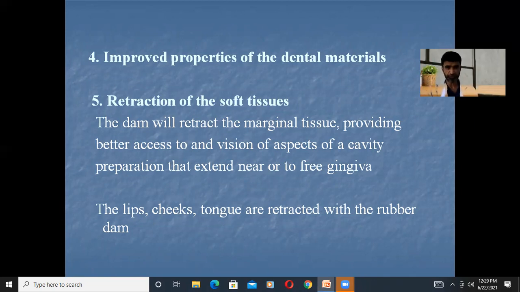Retraction of the soft tissues: the dam will retract the marginal tissue, providing better access to and vision of aspects of the cavity preparation that extend near or to the gingiva. The lips, cheeks, and tongue, as we mentioned earlier, are retracted with the rubber dam.